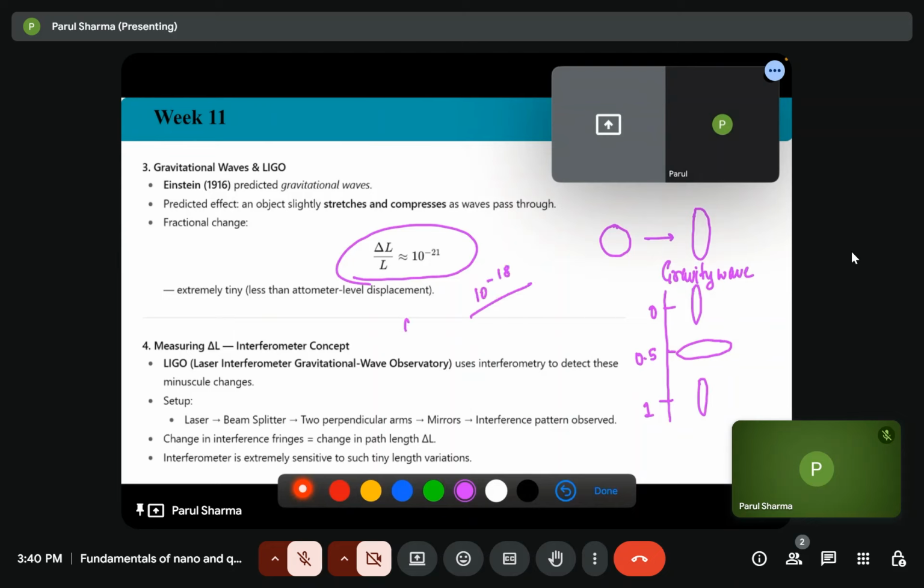So L is the diameter and delta L is stretching or compression length. So the change in the path is observed. So how can we measure it?